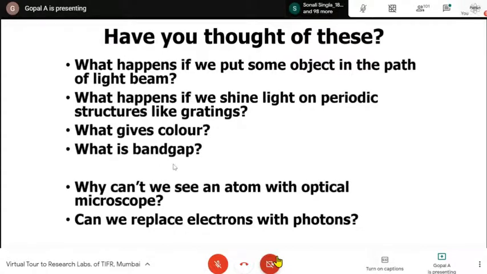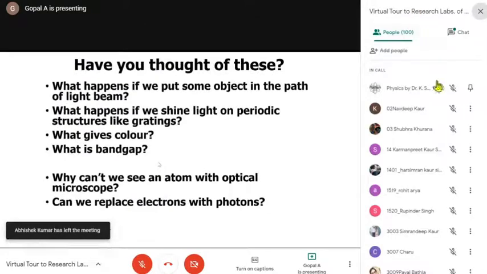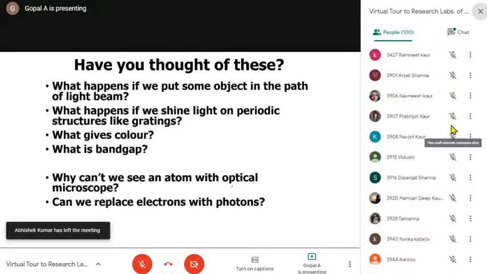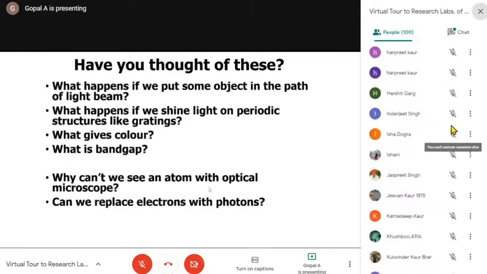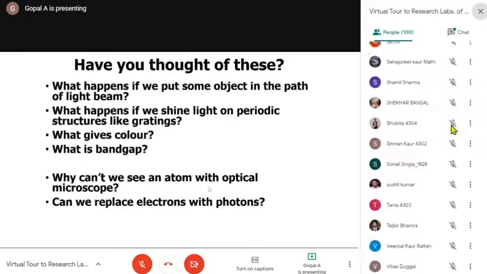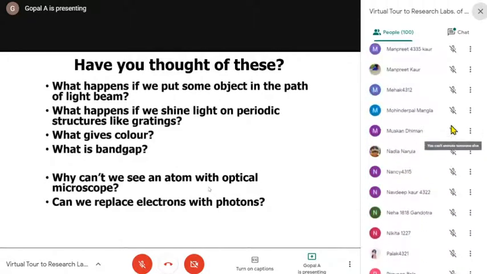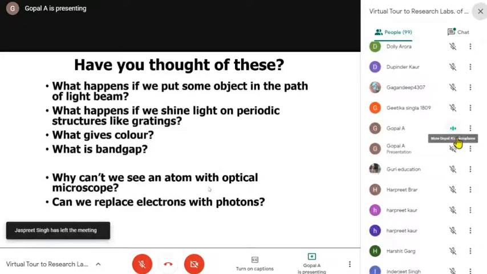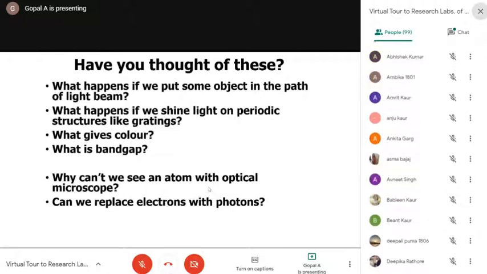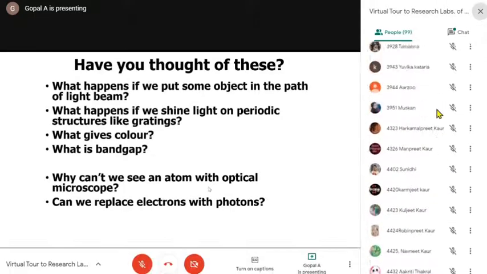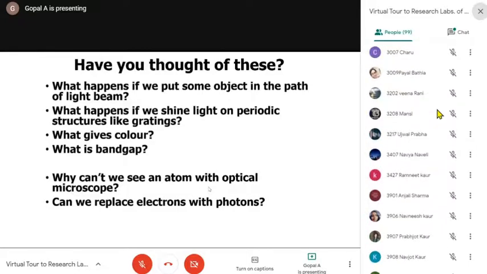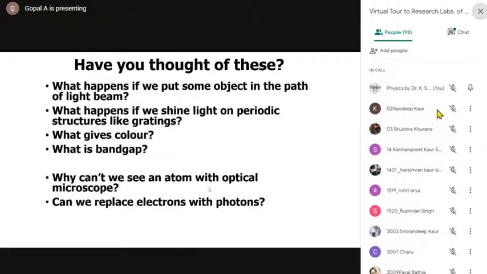Okay. And what is bandgap? Bandgap is certain energies which are not allowed inside the material. It can be electrons, it can be photons, it can be the so-called plasmons. Right? So we cannot see an atom with an optical microscope because of the diffraction limit. The diffraction limit says that for the photon to see an object, the object has to be of the order of wavelength, or at the most, bigger than lambda by 2, where lambda is the wavelength of light. So, for example, if you take blue light, which has 400 nanometers wavelength, your object has to be larger than 200 nanometers for the blue light to see that object.